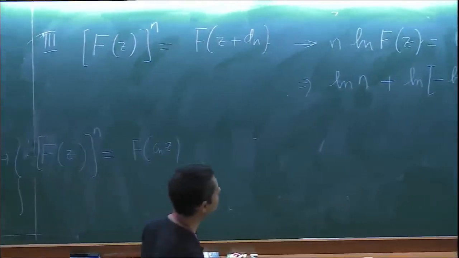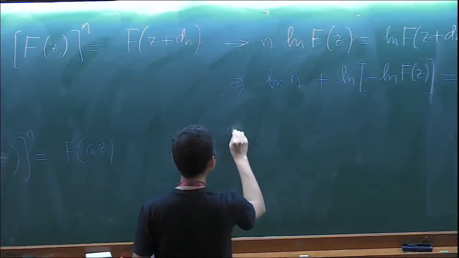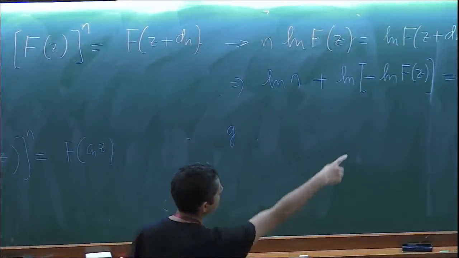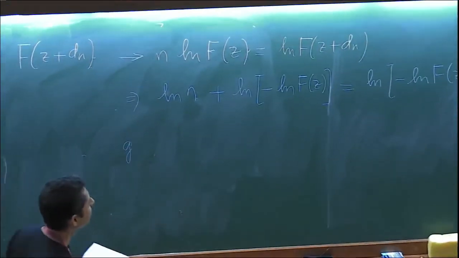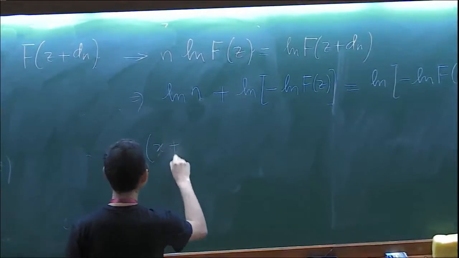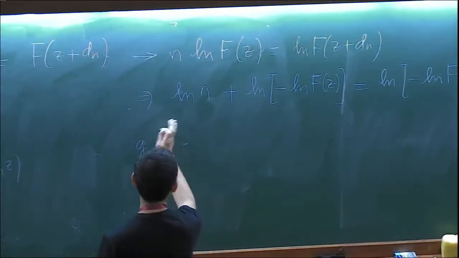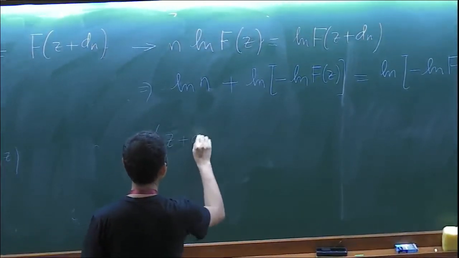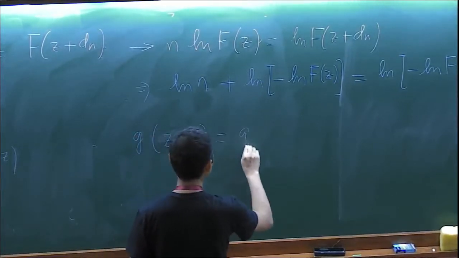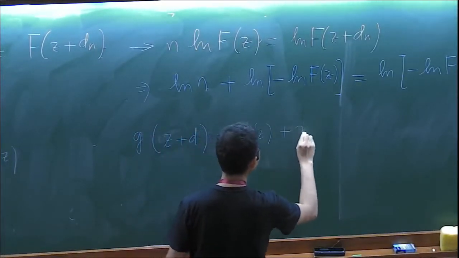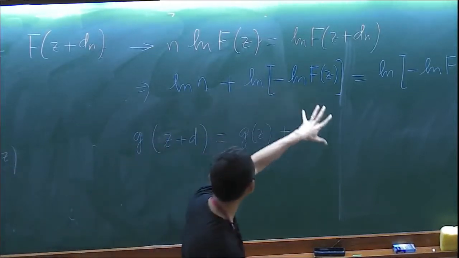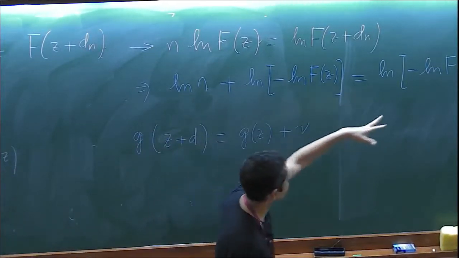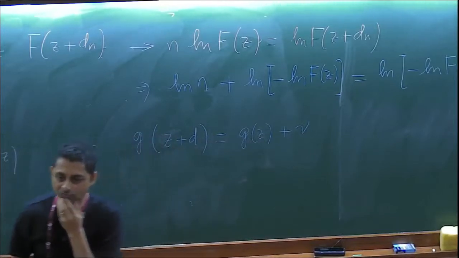So this is an equation of the form g of the whole thing, you just call it g, some function of some x plus, okay, let's call it z, so g of z plus d is equal to g of z plus some nu. Right? Is it this form? Nu is log of n, and this function you just call it g, and whatever the shift dn is, d. Right? So this is of this form.